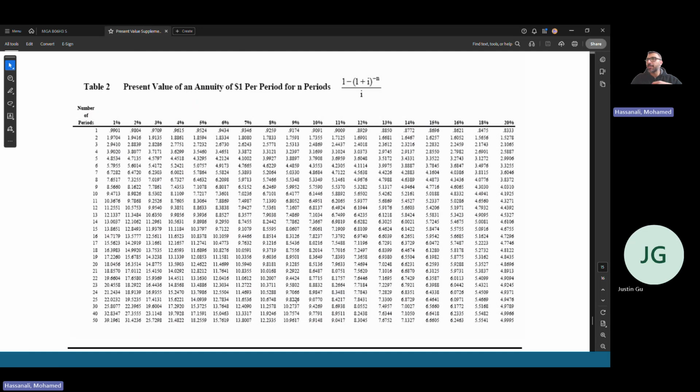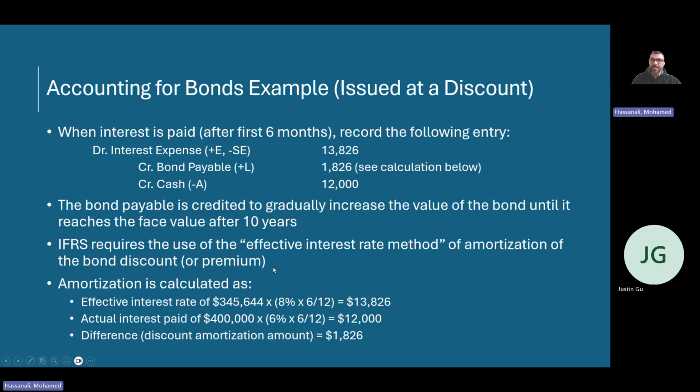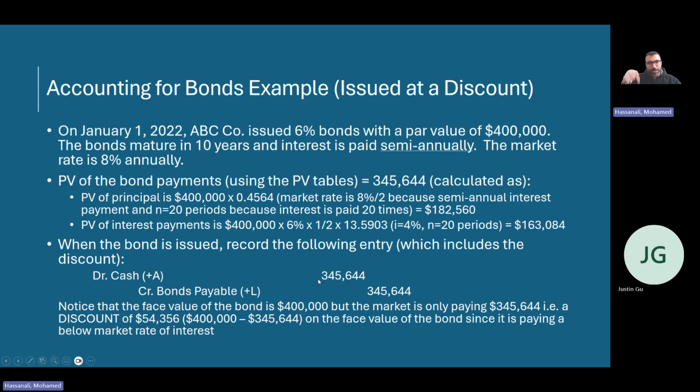No worries. Okay, let's come back to our slides. So now that you've calculated the present value of principal and the present value of interest, you can record the first of those three entries we were talking about. And that is you getting cash from your investor. But the investor said, you're paying below market, so I'm not going to give you the full 400,000 you're asking for on the bond. Instead, I'm going to give you what the present value of that bond is. And the present value based on my market rate calculations is 345,644.